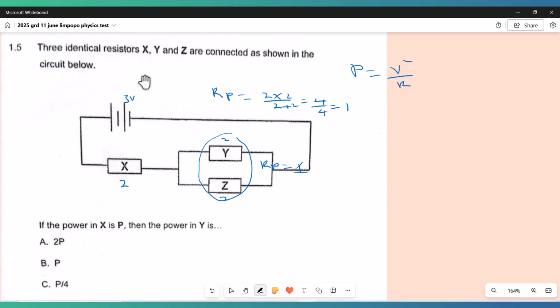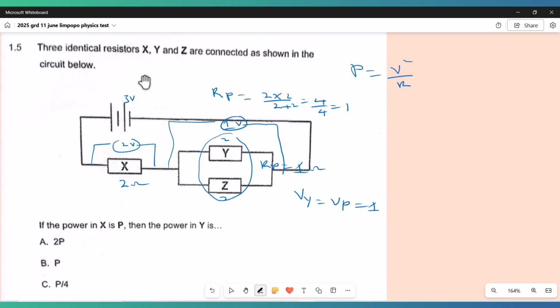Now, this voltage, which is 3 volts here, it is going to be distributed depending on the resistance. This is 2 ohms. This is 1 ohm. So because of the 3 volts here, it's going to be distributed like this. I'm going to be having 2V here. Then here, because of the 1 ohm, it's going to be only 1V. Don't forget the total was 3V. Now, because these two are in parallel, the V for Y is the same as the V parallel, which in this case is going to be 1.